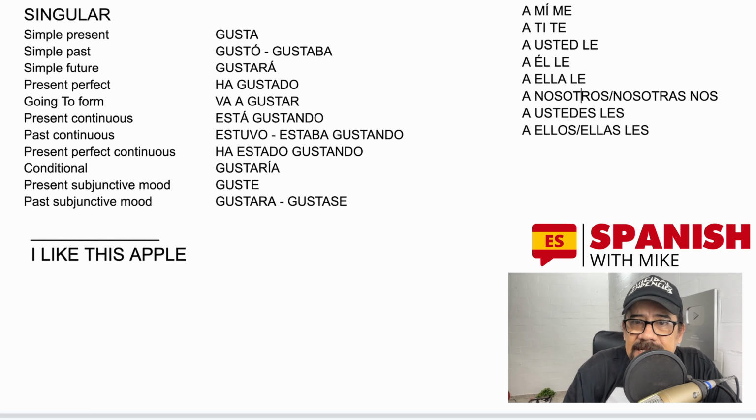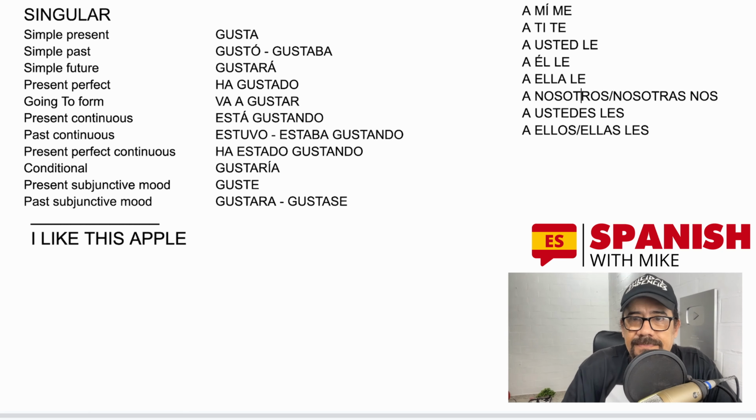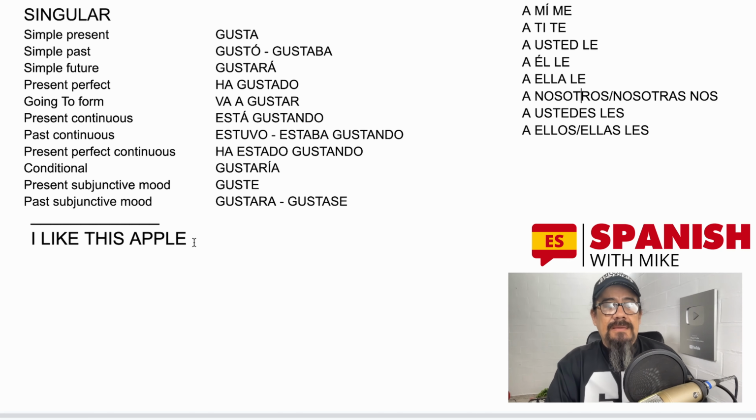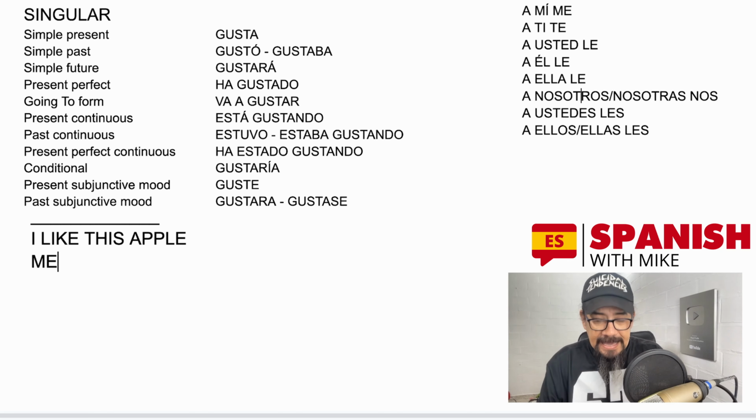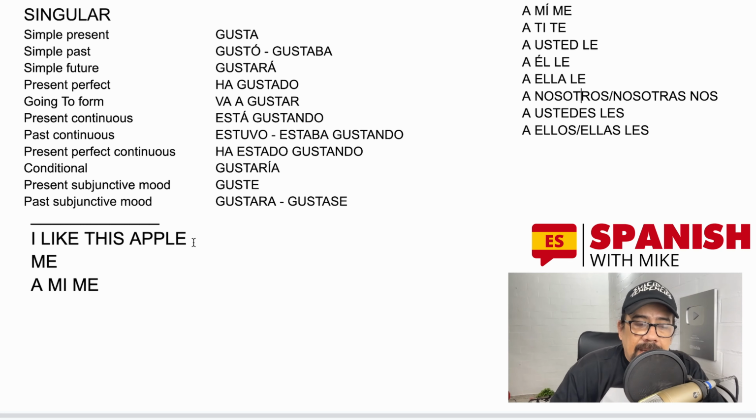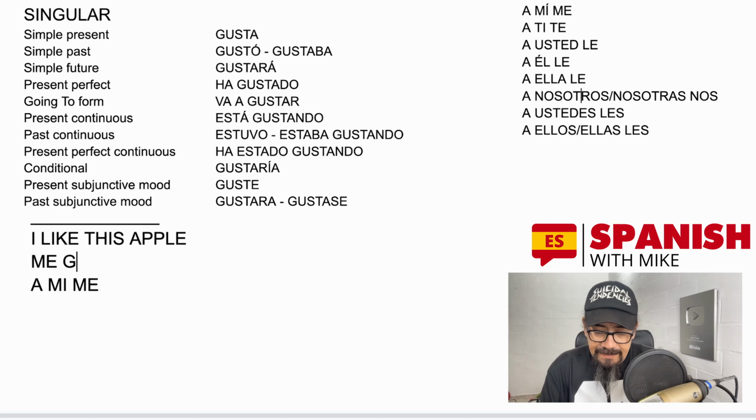So if I have the sentence, I like this apple, I go with either a mí me or me, because it's for I. Remember, that's the upper right table. So I would go with me or a mí me. Then we have the conjugation. Let's go with simple present. Me gusta. The conjugation is gustar. So I say me gusta or a mí me gusta.